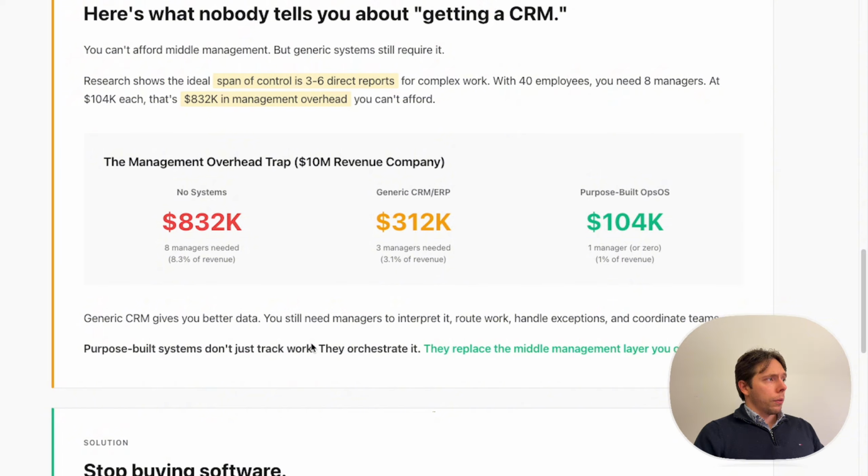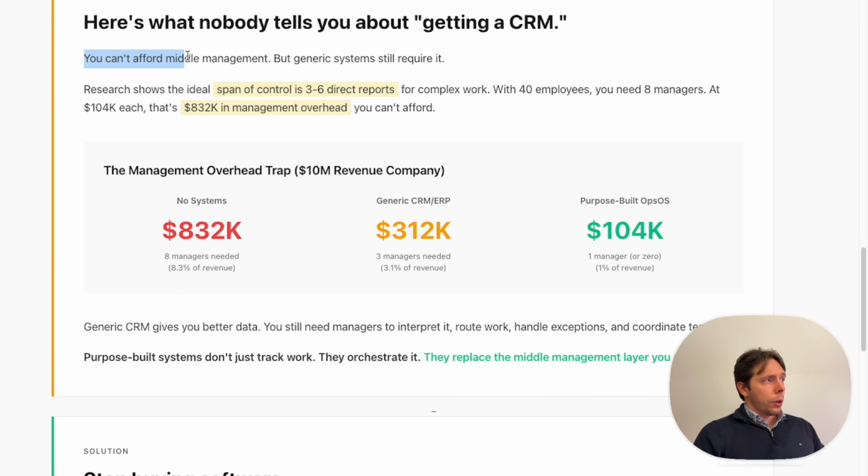So, no more thinking about just getting a CRM. You can't afford middle management. Usually that's the reality. Those middle managers, or even tech, expensive and generic systems still require some customization. That's why you have 47 different Excel sheets that grow in your company. The ideal span of control is 3 to 6 direct reports for complex work. With 40 employees, you need 8 managers or 8 office workers. At 104K each, that's an 832K management overhead you can't afford.